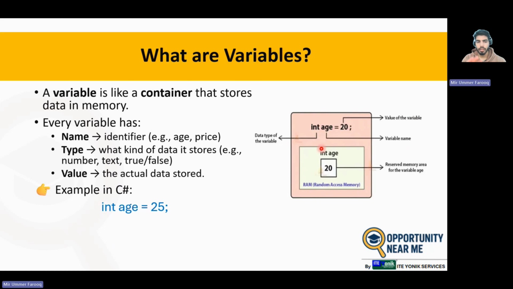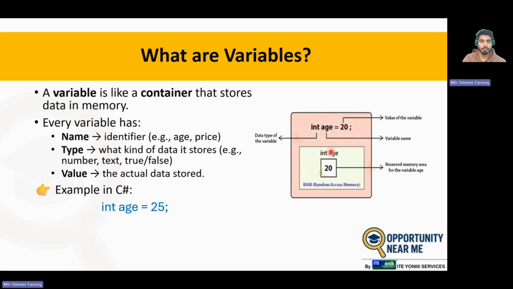You can think of it as if this is your memory, and in the memory you are allocating some memory for this particular variable age. Obviously, when you are creating these variables in your programs, these will be created in your RAM, the random access memory. The time you close your programs, the data will vanish from your memory and it will no longer be stored there. So this is all about variables.